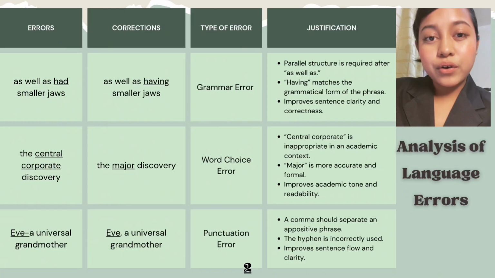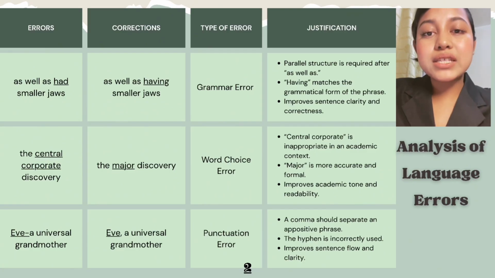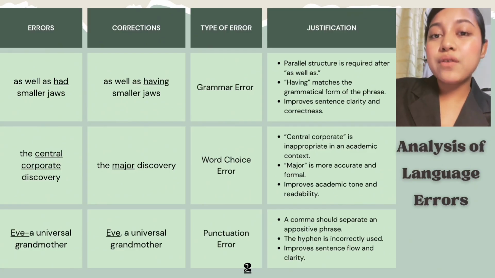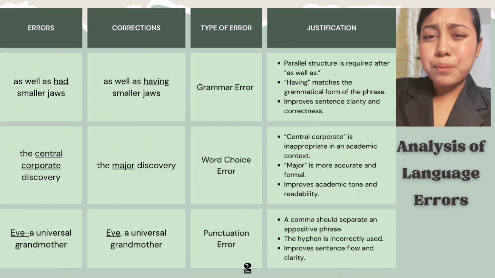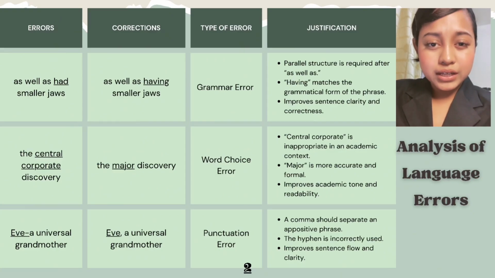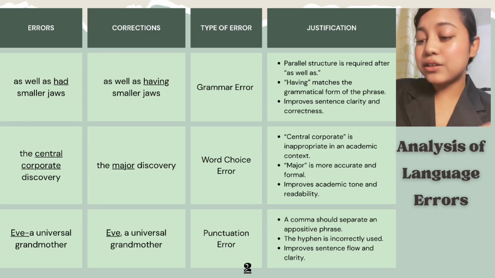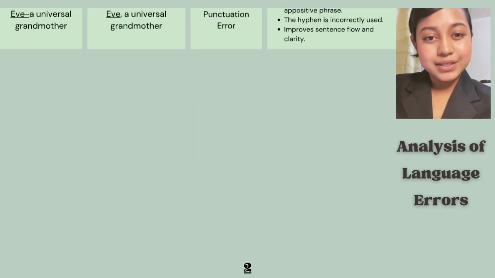The third one for this slide is "if dash a universal grandmother," where a hyphen was incorrectly used. It was replaced with a comma to form "if, a universal grandmother." Since this is a phrase providing additional information, a comma is the correct punctuation mark, and this correction improves clarity, grammatical accuracy, and academic style.